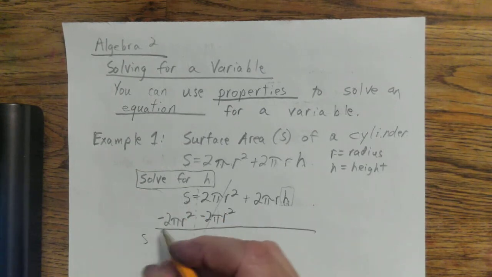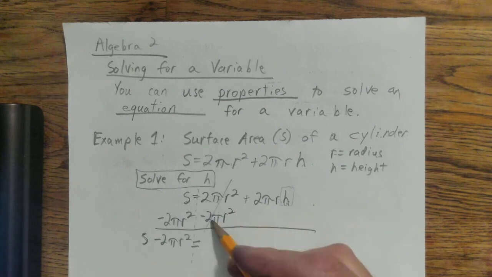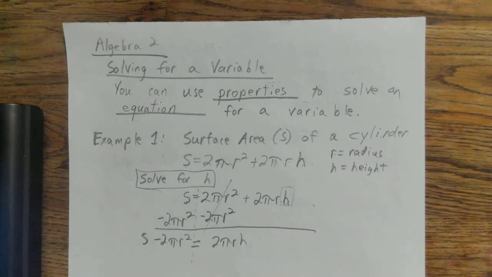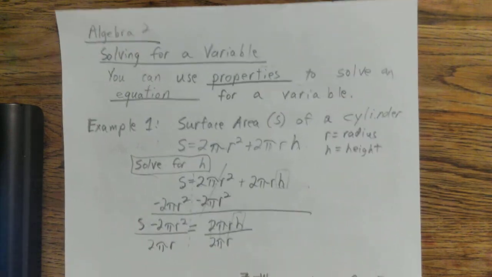Now when I rewrite this, I've got the s and I've got the minus 2 pi r squared. I can't do anything more to simplify that. These two guys canceled, so I have 2 pi r h here. Now remember, getting h by itself. I could divide both sides by 2, and then I'd get what's left, divide by pi, and then divide by r and go through that. Or I can do it all at once. I'm going to divide by 2 pi r, and that cancels. And then I have 2, and then pi and r here.